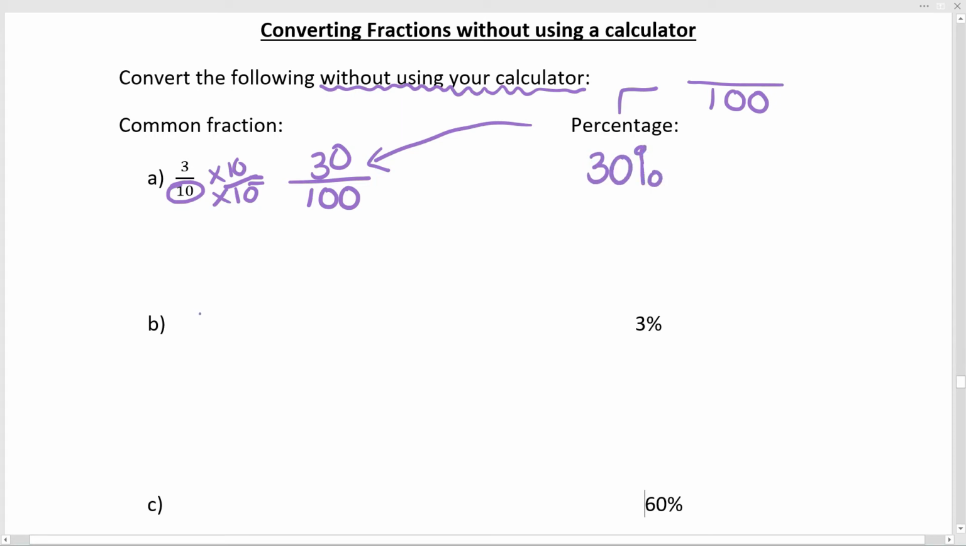For question B, I've got the percentage, and what I want is the common fraction. So we can immediately say that 3% is 3 out of 100. The next thing to decide is, can this simplify? If you think about it, 3 definitely does not divide into 100, and it's a prime number anyway, so nothing else divides into it except 1. So my answer is just going to be 3 out of 100.